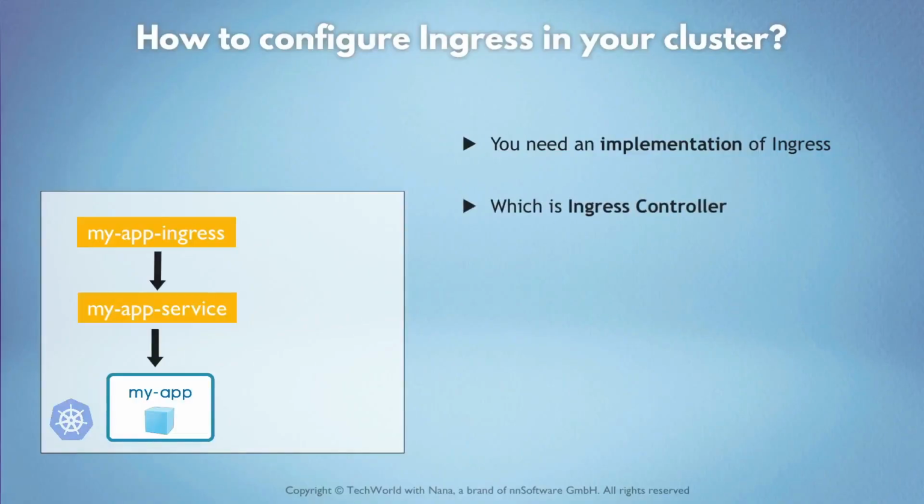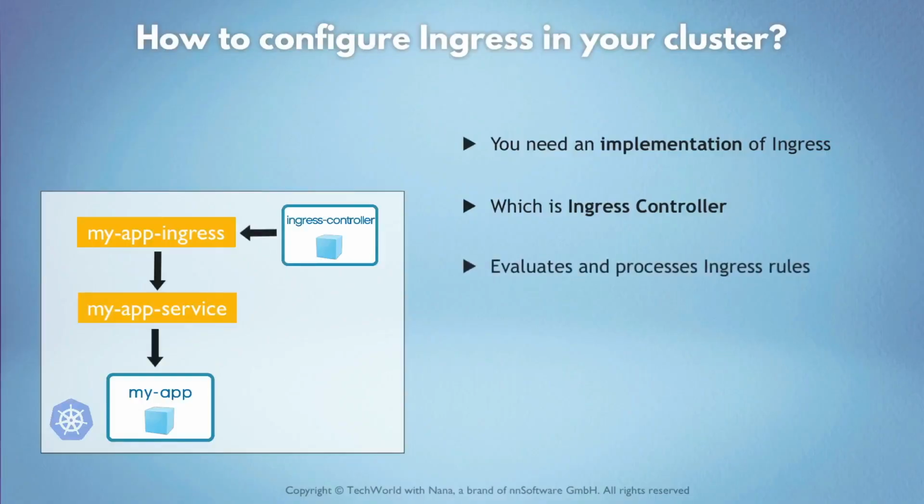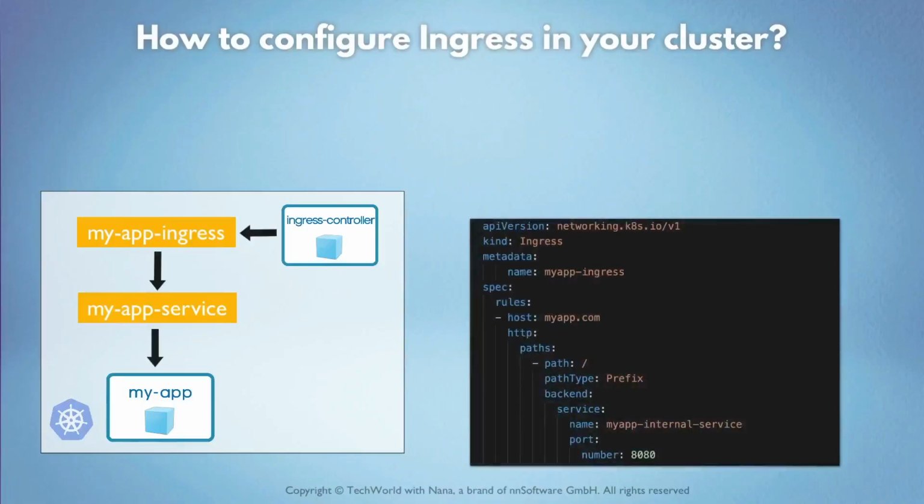So step one will be to install an ingress controller, which is basically another pod or another set of pods that run on your node in your Kubernetes cluster and does evaluation and processing of ingress rules. So the YAML file that I showed you with the ingress component is basically this part right here, and this has to be additionally installed in the Kubernetes cluster.